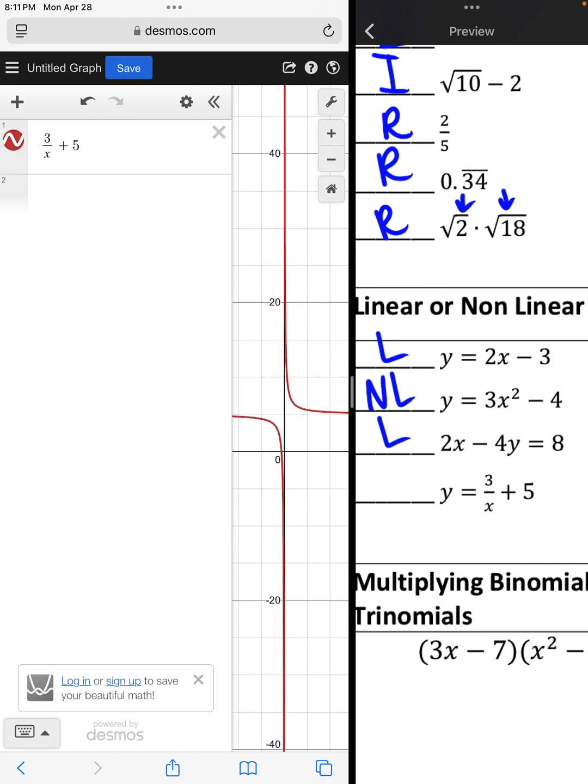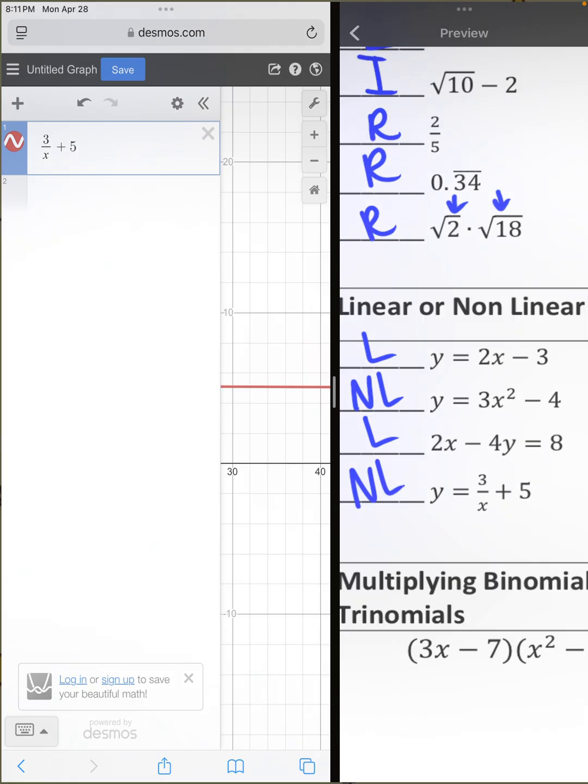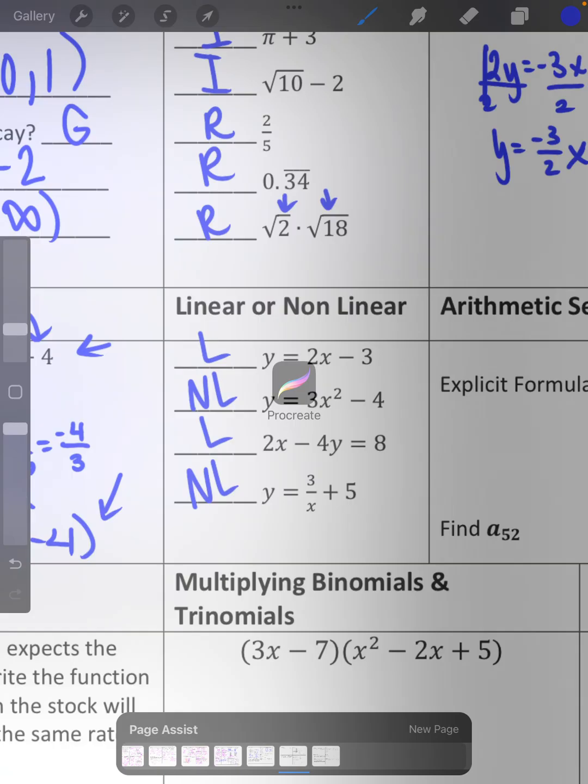And you can tell that is fully not linear. It's actually some weird thing you'll learn about later. So that one's nonlinear. And then you're done with that section. So let's close Desmos maybe. There we go.